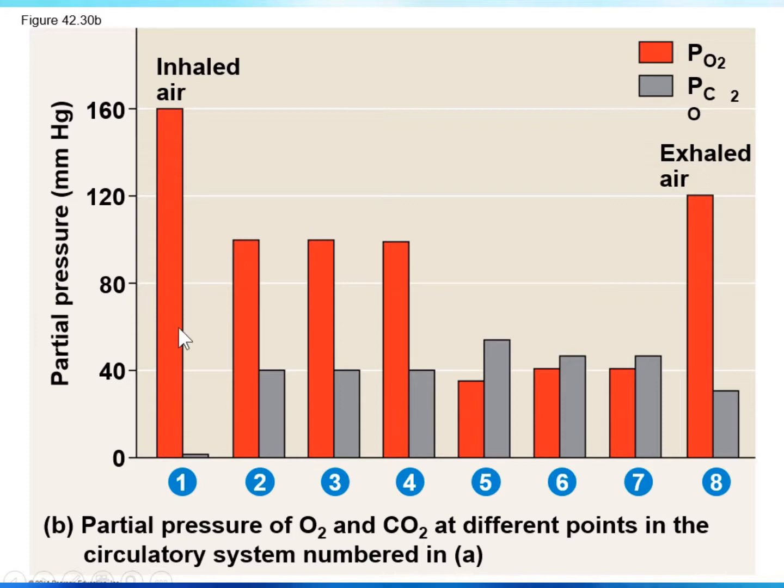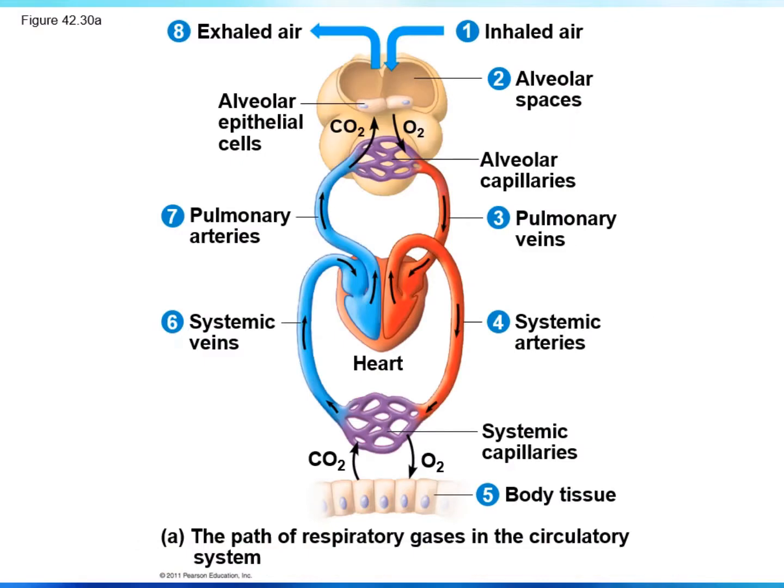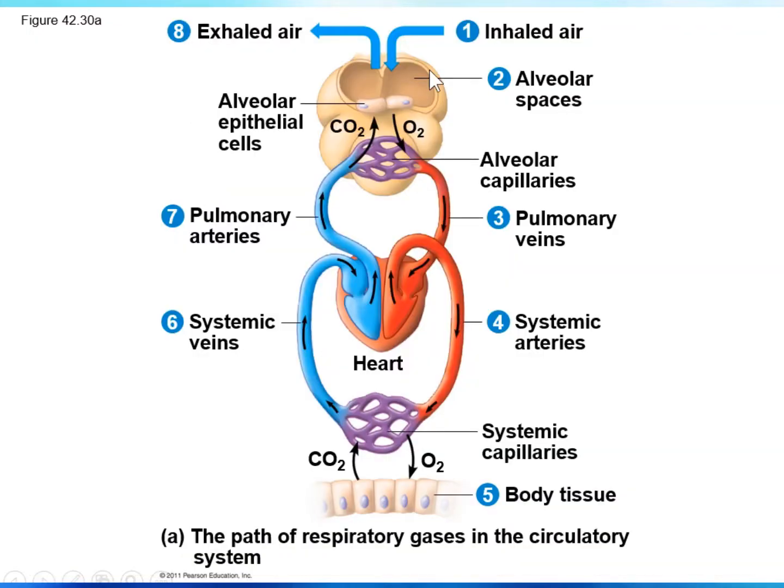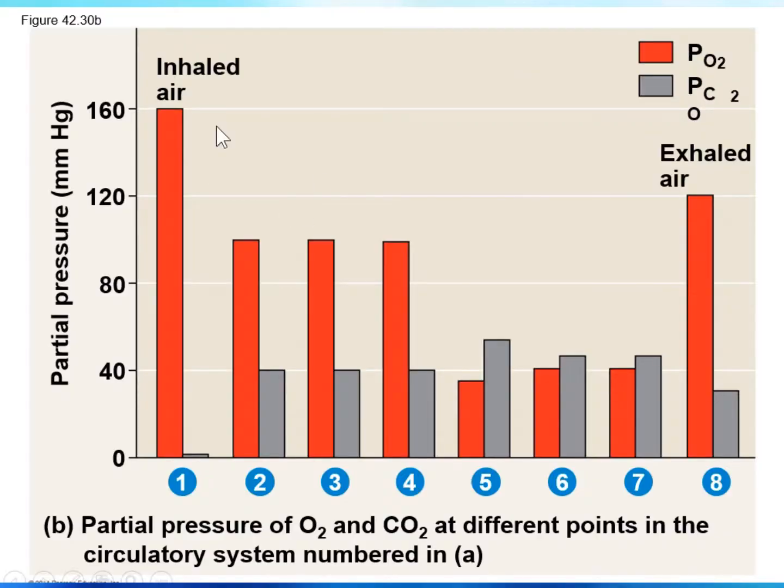This diagram shows the relationship between the pressure of oxygen and carbon dioxide at different points in the circulatory system, as numbered previously in this diagram here. So basically it's saying that at the first step in the process, when we inhale oxygen, the oxygen pressure is higher than it would be in step 5, which would be in the body tissues, or when that first primary gas exchange occurs. And as you can tell, the carbon dioxide level is significantly lower than it is for oxygen.